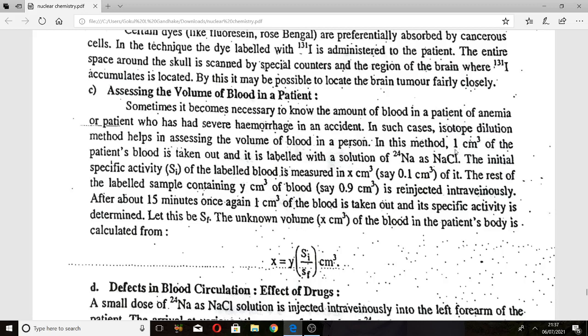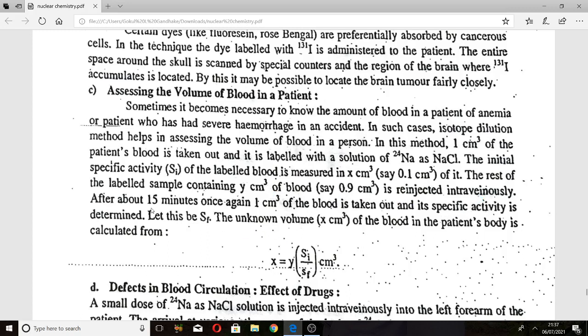In this method, 1 centimeter cube of the patient's blood is taken out and labeled with sodium 24 as NaCl. The initial specific activity, that is SI, of the labeled blood is measured in a cube, say a 0.1 centimeter cube of it. The rest of the labeled blood sample contains Y centimeter cube of blood, say 0.9 centimeter cube, and it is re-injected intravenously.